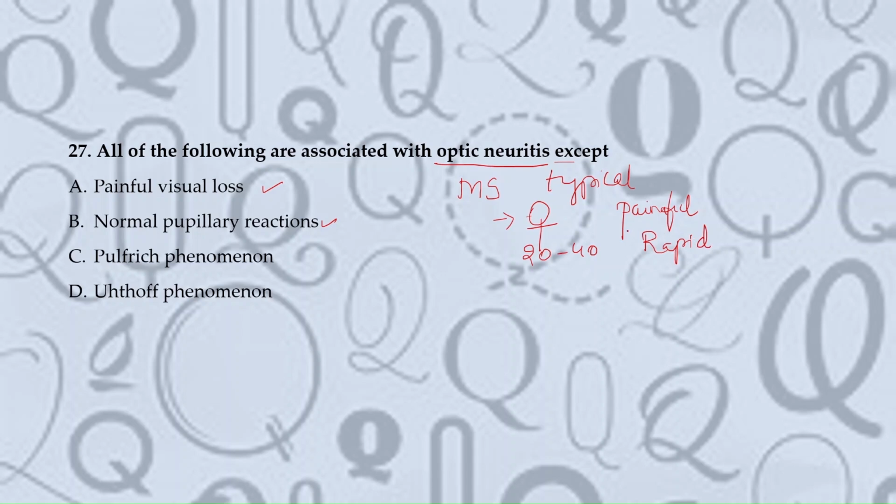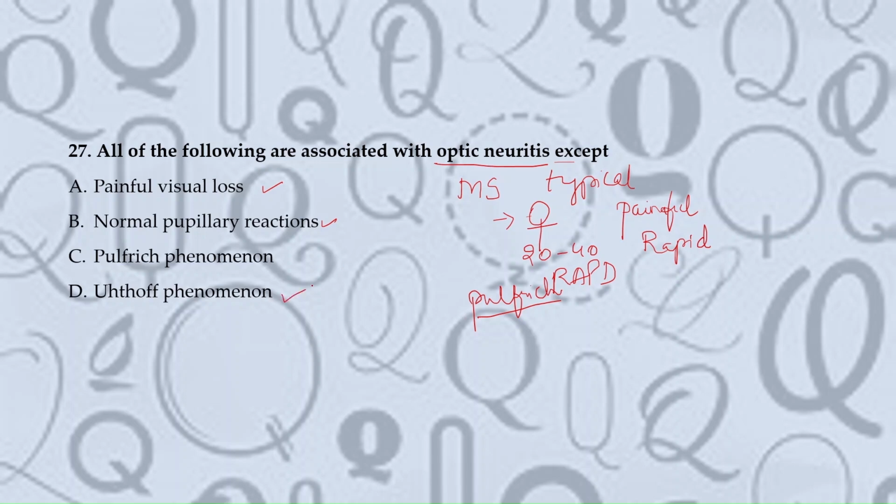The visual loss may be as bad as perception of light, and there is always an associated RAPD or relative afferent pupillary defect. You cannot have an inflammation of the optic nerve with normal pupillary reaction. So what is the third option here? Pulfrich phenomenon. Pulfrich phenomenon is a condition in which any rotatory movement is perceived by the eye as a straight movement. This happens due to a conduction delay between the two eyes. So this is also known as poor man's VEP.